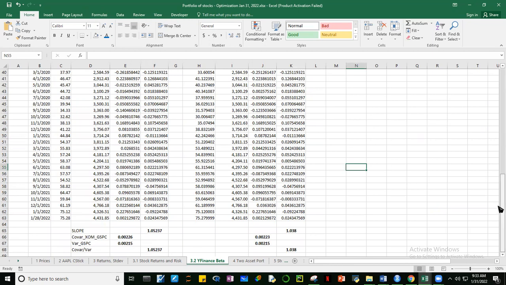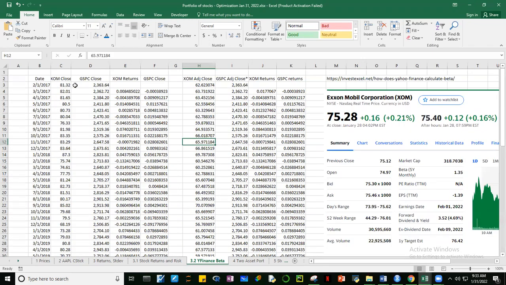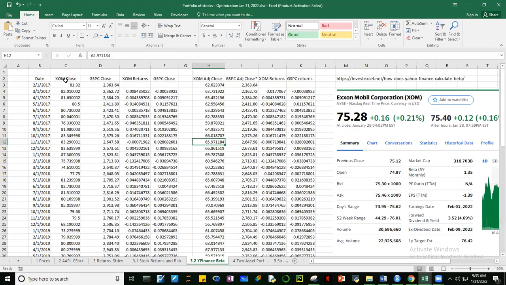Quickly, guys, you know how to do this. I got the closing prices of Exxon and the GSPC close, because we said that in order to compute the beta, we get the slope of the stock relative to the market. Of course, we use the returns. So this is not GSPC close; this is GSPC returns. You know how to get the returns.